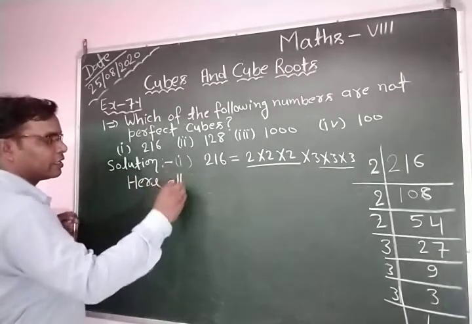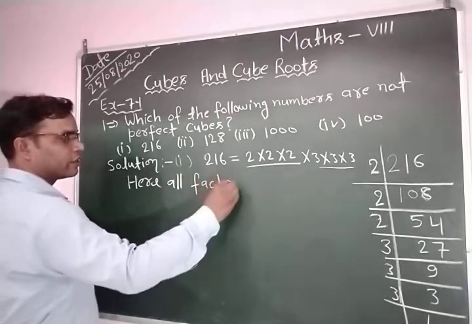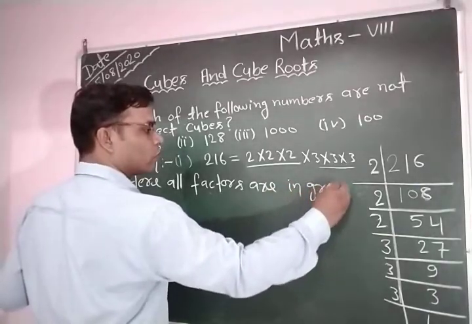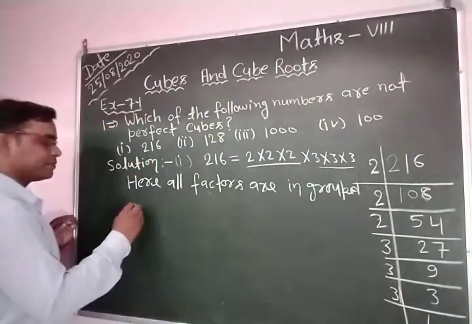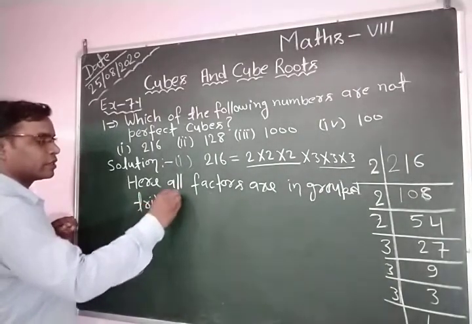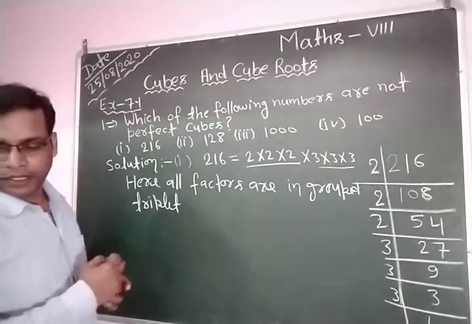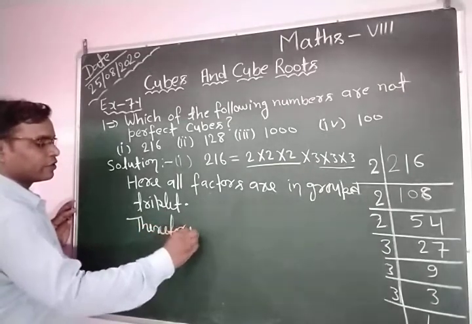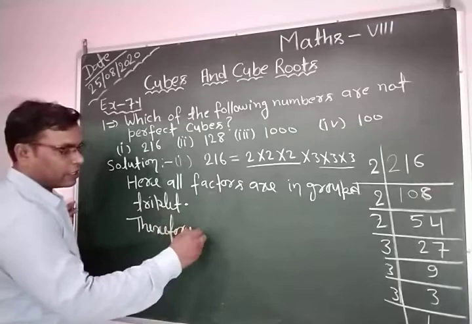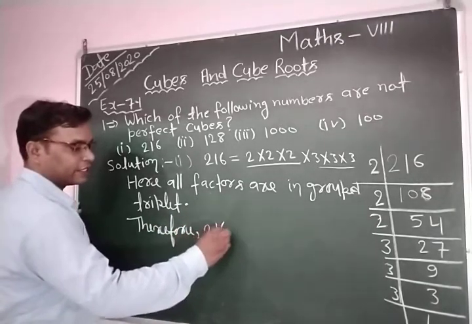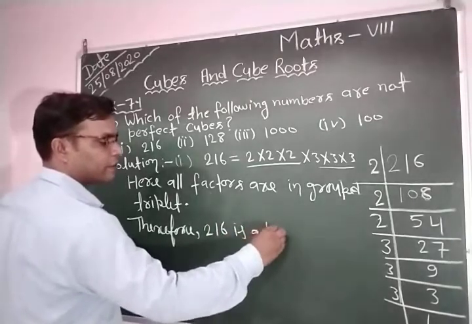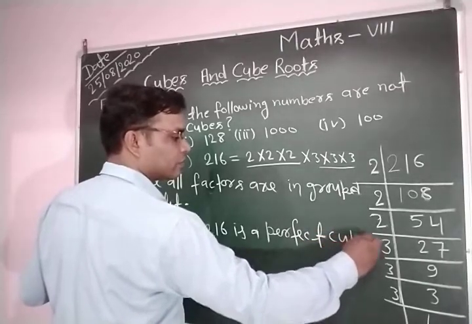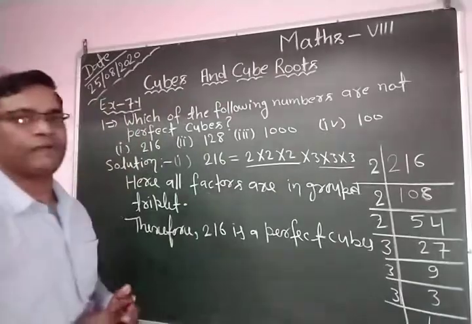So you can write here: all factors are in group triplet. Therefore, 216 is a perfect cube.